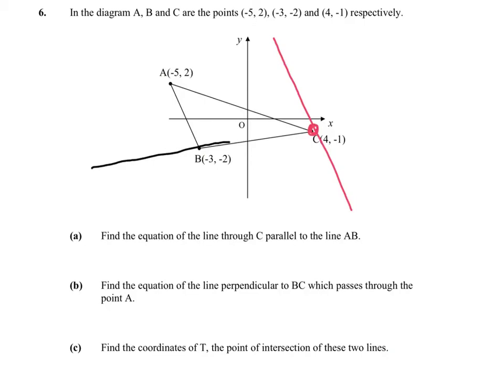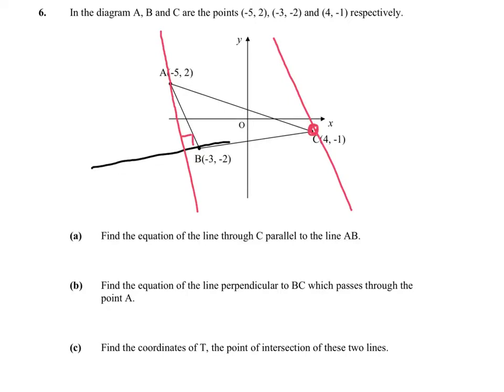Okay, we're looking for a line which is perpendicular to line BC, which passes through A. So that would be a line that would look something like this in order to get a right angle here. Then part C asks us to find the coordinates of T, the point of intersection of the two lines. Now, the way the diagram is here, it's impossible to draw that.